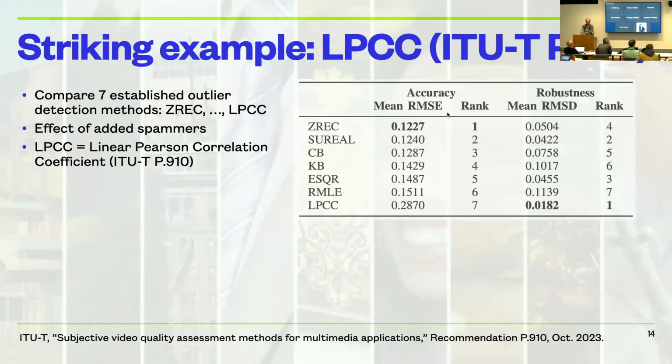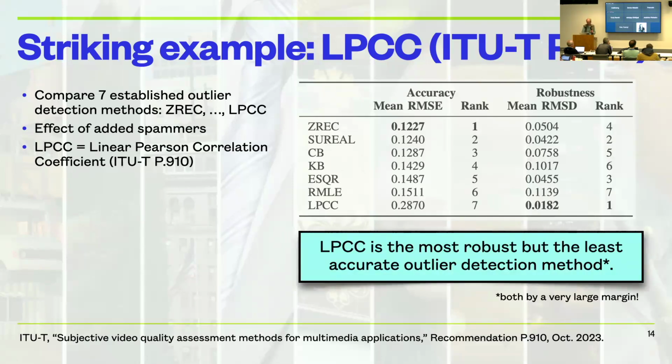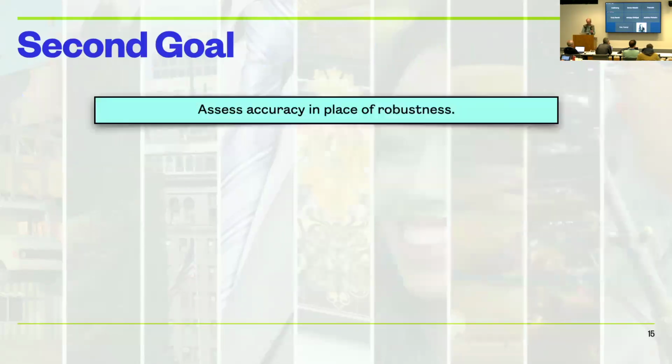But then when you look at the accuracy, according to ground truth, we find that LPCC is 0.28 root mean square error, while ZREC is the best, 0.12. So the most robust method gives you the worst MOS. So robustness is not the right criterion to make a selection when it comes to outlier detection handling methods. Okay, so this is the second limitation. LPCC is the most robust, but the least accurate. So the second goal of this contribution is to assess accuracy instead of robustness.